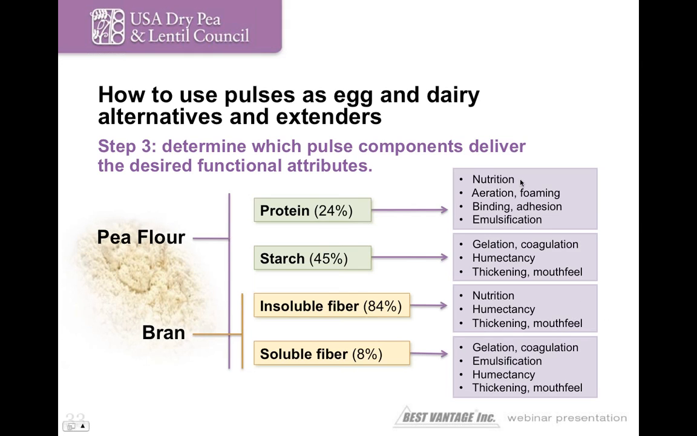Now, if we look at bran ingredients, the bran is often separated from pea and other pulses. If we look at the bran ingredients of pea flour that are associated with peas, excuse me, then we're looking at an insoluble fiber content that shoots up to 84% and a soluble fiber that increases to 8%. So you're going to find very unique ingredient attributes just from looking at the bran of pulses.